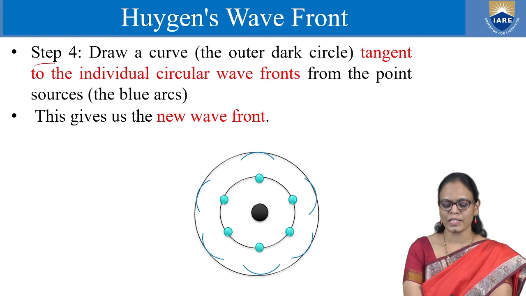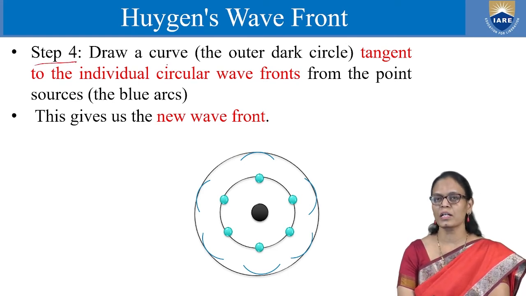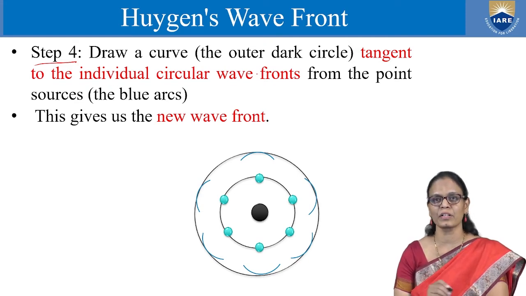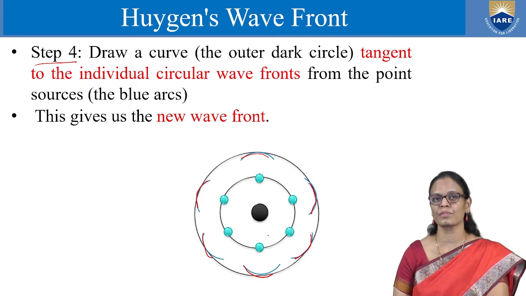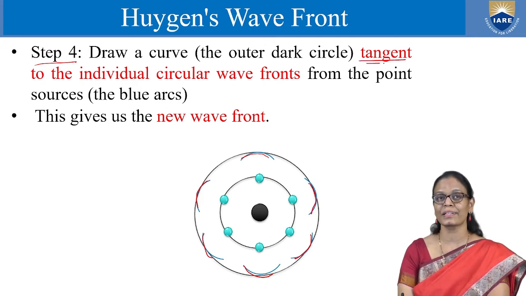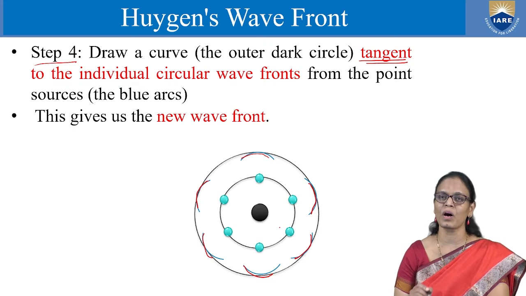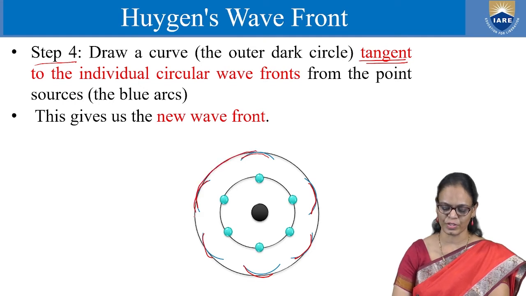Now, in step 4, you draw a curve that is a tangent to the individual circular wavefronts. So, this is a wavefront now. This is one. This is one. We have many wavefronts. Now, what we are going to do is draw a tangent, meaning a curve that touches these lines at one particular point or at normal to this wavefront. So when you draw a tangent, you get a new wavefront.